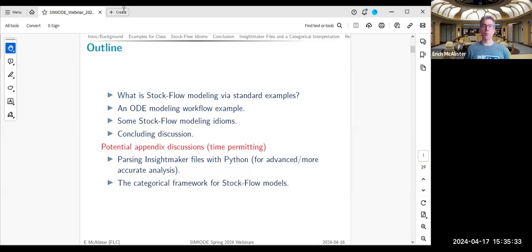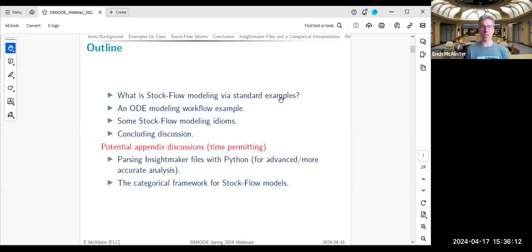Then if time permits, we might talk about parsing some files with Python and what the categorical framework is. Sometimes things like that seem like abstraction for its own sake, but I actually believe that it gives a framework for faculty using this software that tells you why it's different than just teaching ODEs basically.